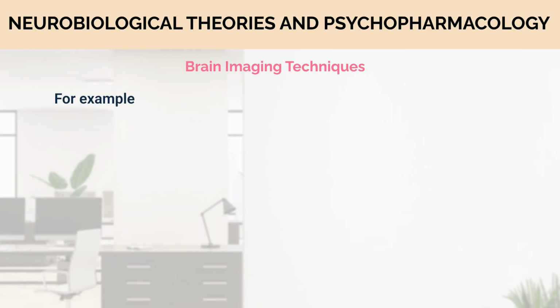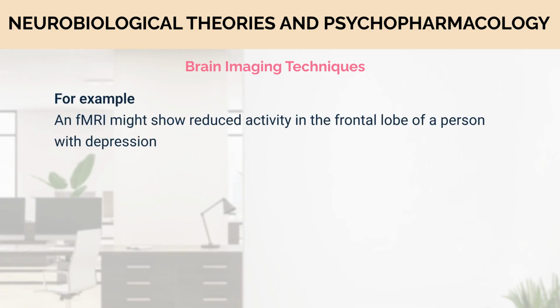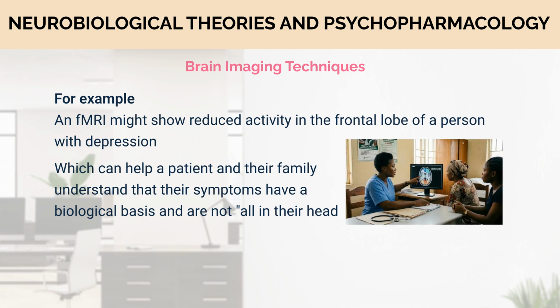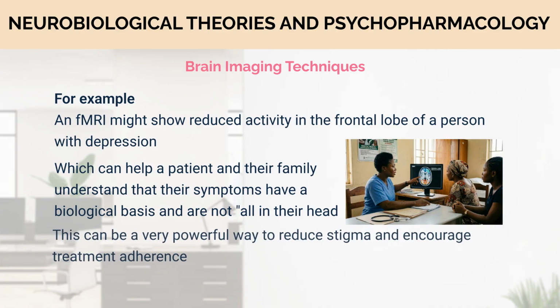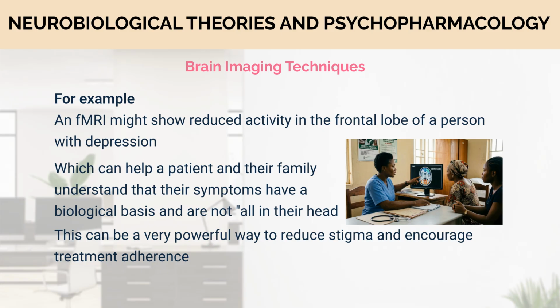Looking at an example, an fMRI might show reduced activity in the frontal lobe of a person with depression, which can help a patient and their family understand that their symptoms have a biological basis and are not all in their head. This can be a very powerful way to reduce stigma and encourage treatment adherence.